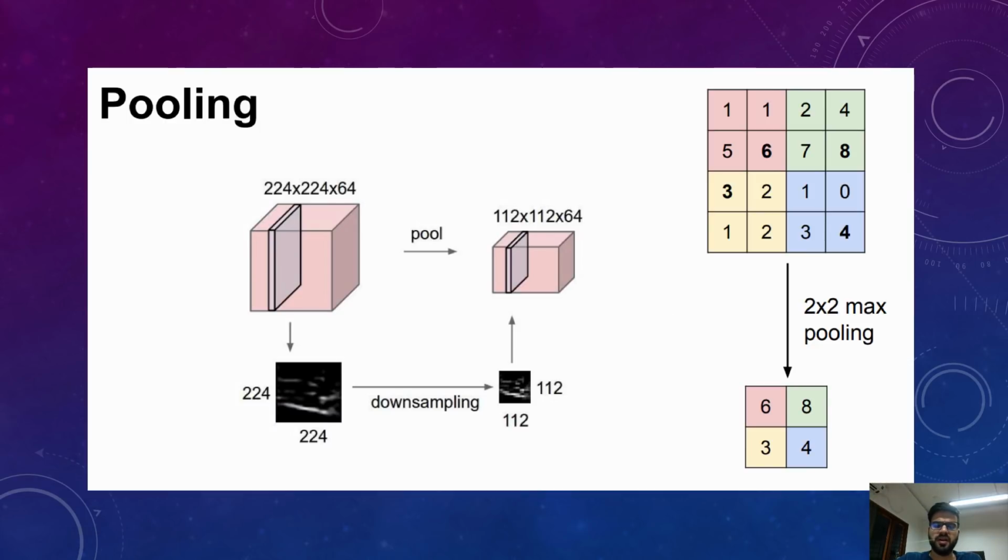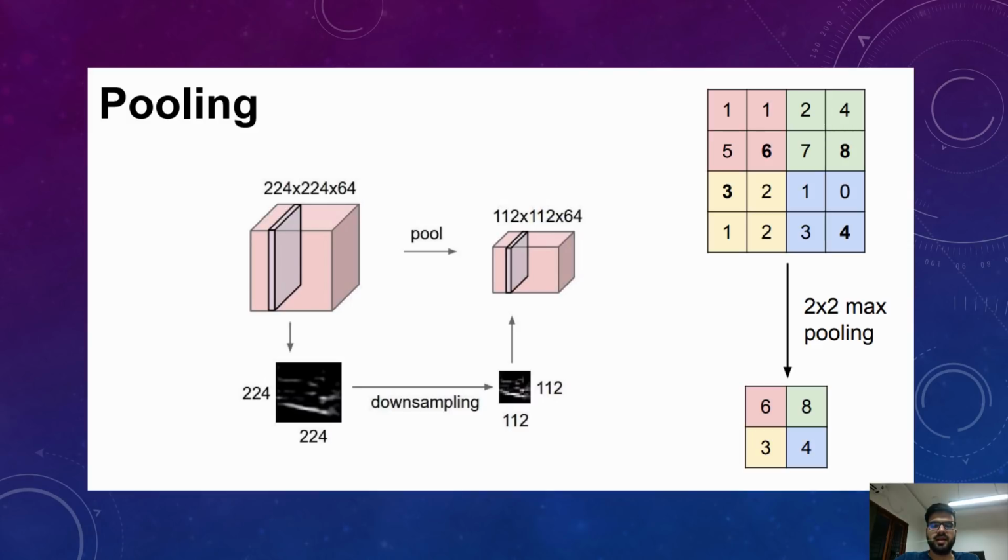As the pooling operation will reduce the spatial dimensions, we can do this in two ways. One is called a max pooling operation, another is called an average pooling operation. So what we do is slide a window over the input, take the maximum value in that window and put it in the output.